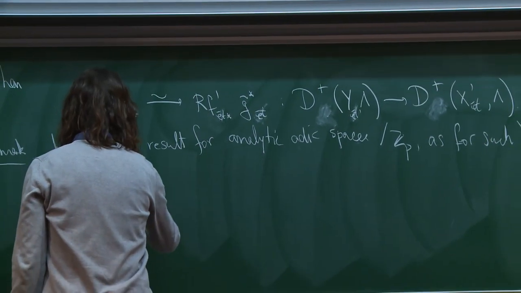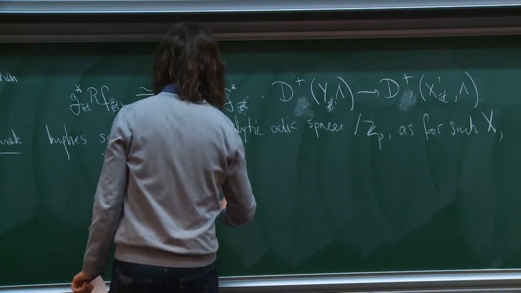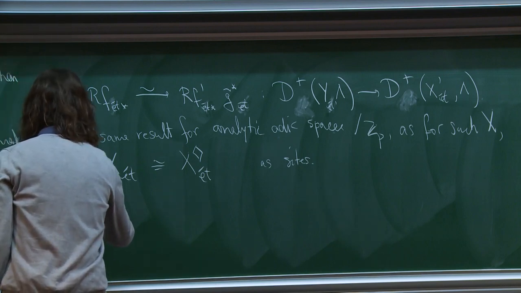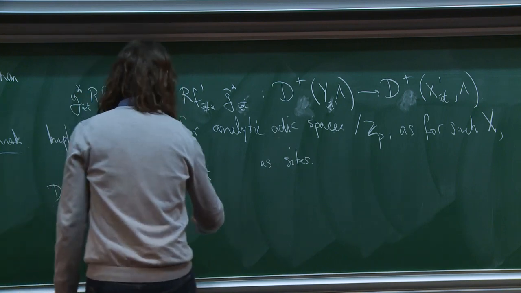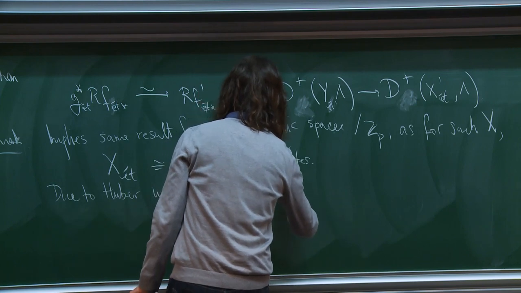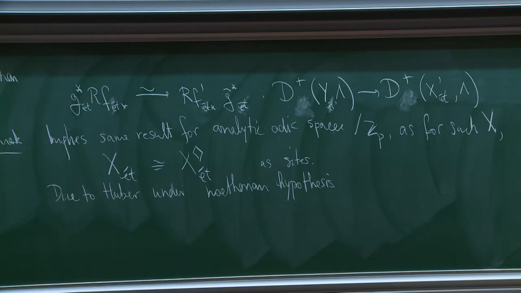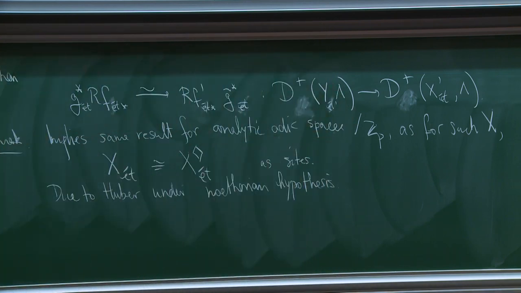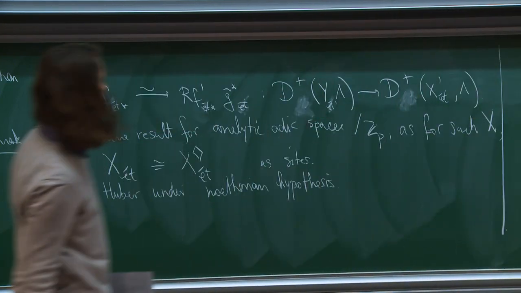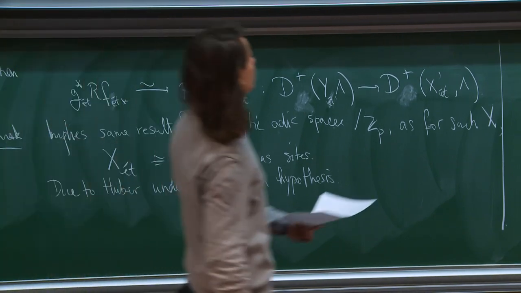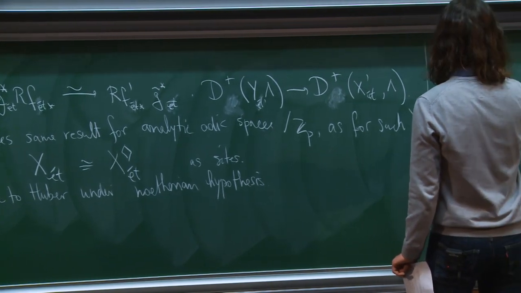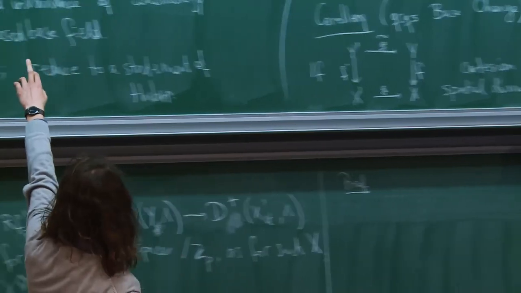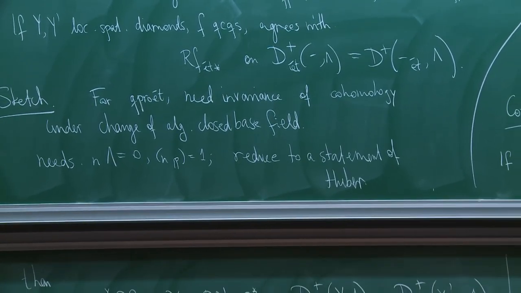Something holds true that I already stated last time, that the etale site of X is equivalent to the etale site of the diamond. And so this is due to Huber under Noetherian conditions. Why is this a corollary to the theorem? Well, the theorem tells us that we may replace this operation on the etale side by the operation on the V side everywhere, and all the operations are compatible.